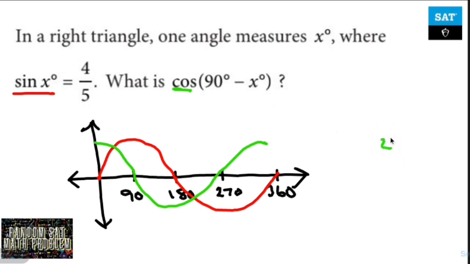So you still get 4/5 because there's a horizontal shift, where if I take 90 degrees and scooch it over, I end up with the same exact thing. So that's how sine and cosine work out from a graphical point of view. That's how they're related. This is just a fun trig identity. I had so much fun doing it. I hope you did too. The end.